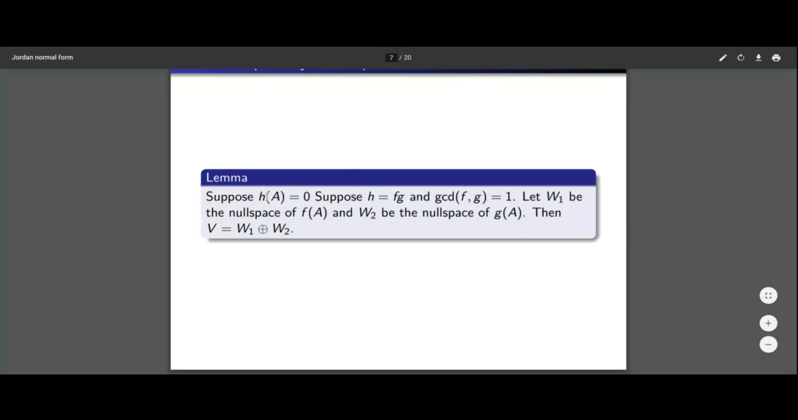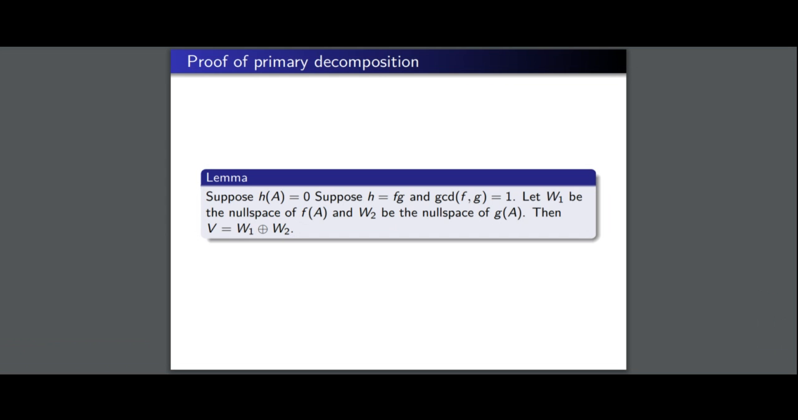Okay, so what's this lemma say? That if we have a matrix A, or a linear transformation is fine too, but if h of A equals 0, where h is some polynomial, and we can write h as f times g, where f and g have no common factors, and now W1 is going to be the null space of f of A, and W2 is going to be the null space of g of A, then V is the direct sum of W1 plus W2. Okay, that's our lemma.